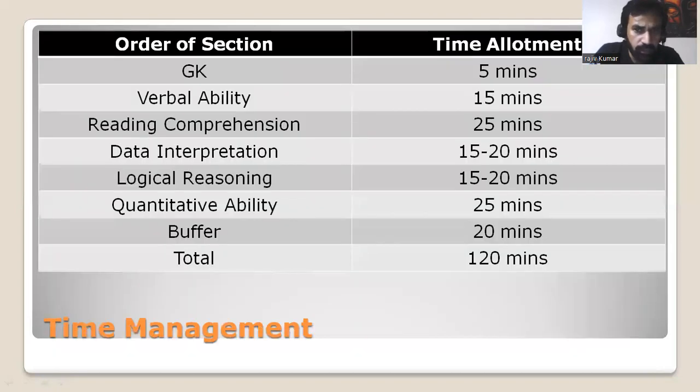And then moving on, how you should be attempting the questions, or what should be your time management in the exam. So I would give this as a strategy for you. GK, you should not invest more than 5 to 7 minutes. Why?